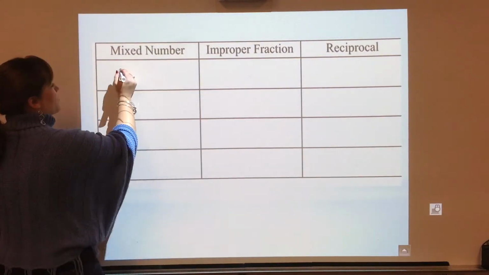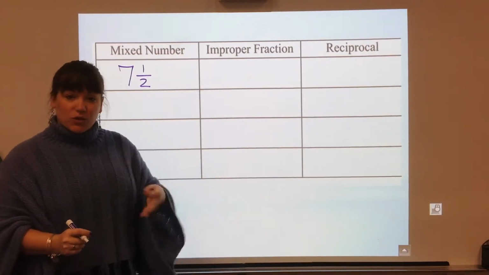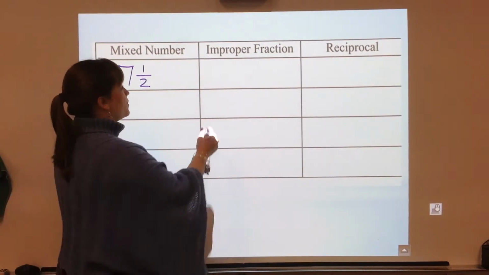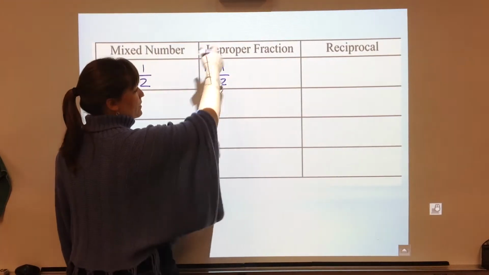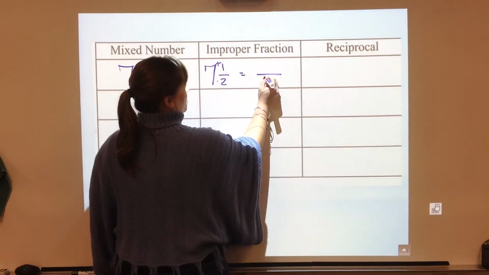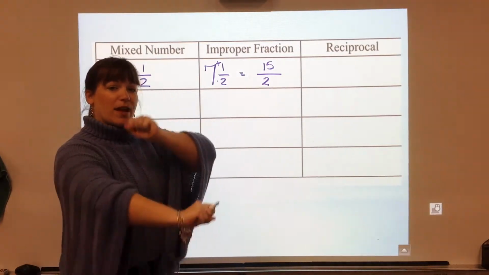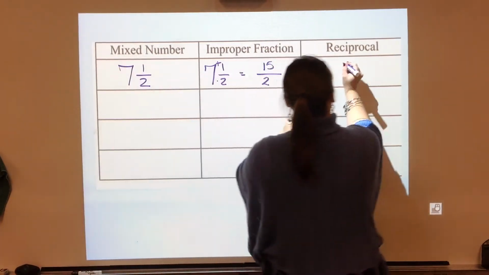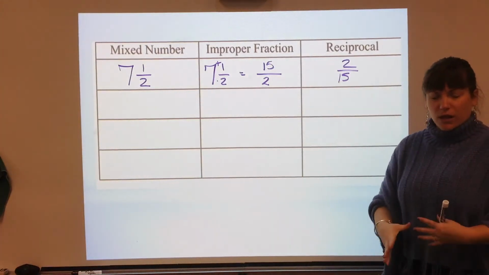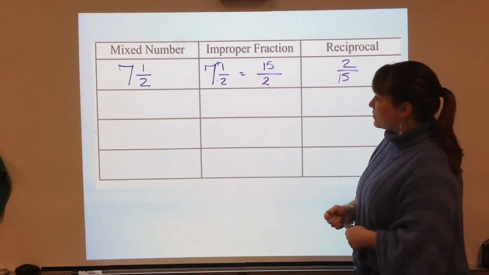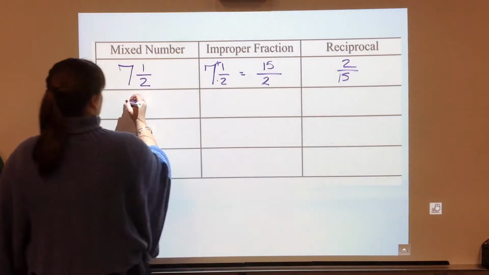So the first mixed number we're going to have is 7 1/2. Remember, the first thing we have to do is change it to an improper fraction. So we're going to take that and multiply 2 times 7 and then add the 1, and that's going to be 15/2. And once we have the improper fraction, then we can flip it around to find its reciprocal, which is 2/15. So let's do a couple more like this to get us used to working with mixed numbers and their reciprocals.